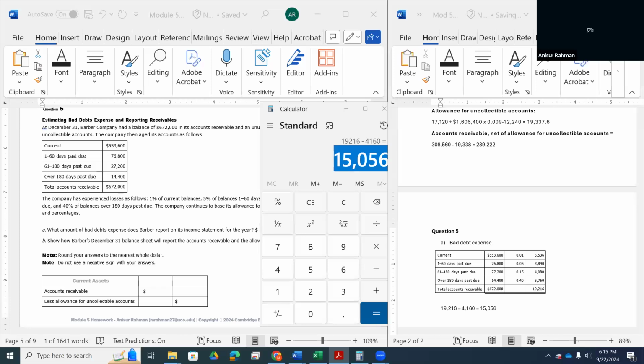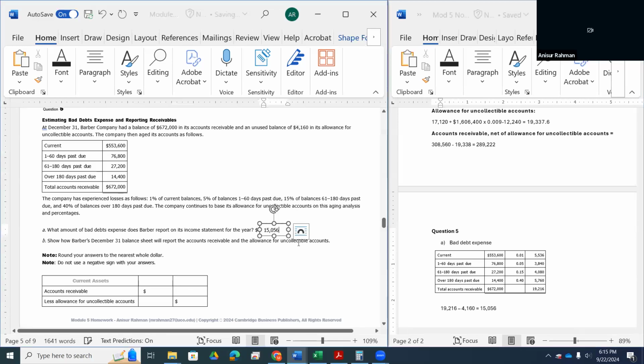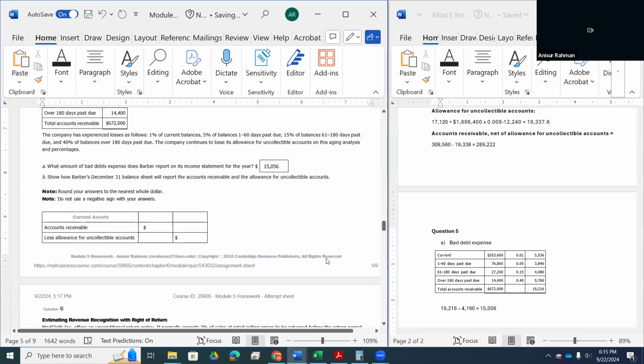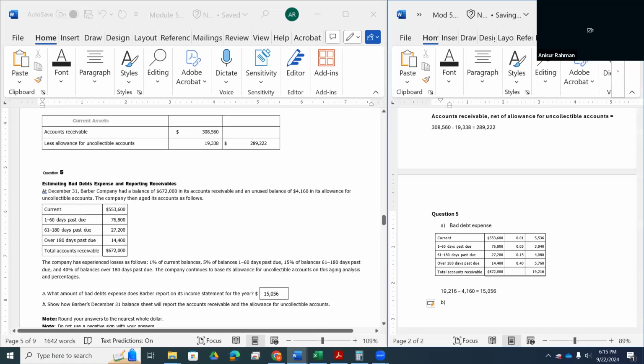Okay. I will copy this amount here. So that is our A. Now for B, show how Barber's December 31 balance sheet will report the accounts receivable on the allowance for uncollectible accounts. So very similar to previous question. So our accounts receivable, we started with how much? We had a balance of 672,000.